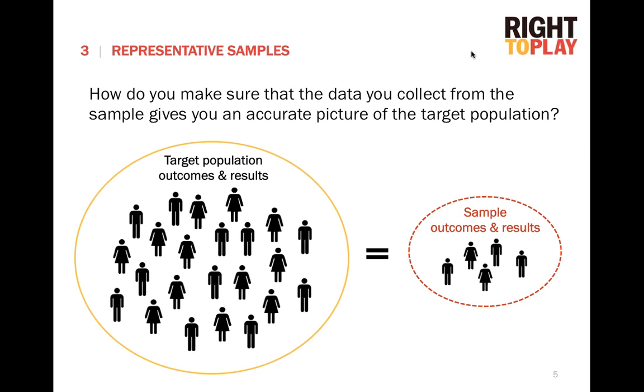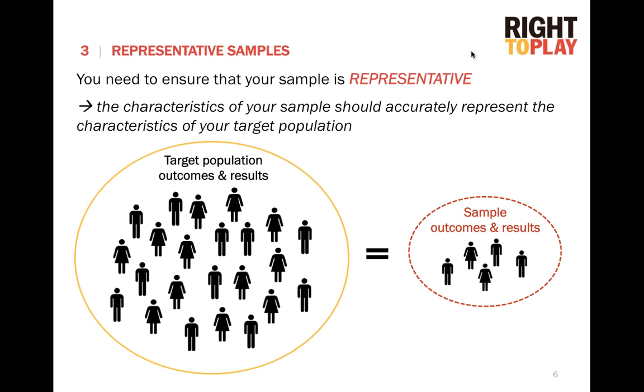So how do you make sure that the data that you collect from the sample gives you an accurate picture of the target population? To do this, you need to make sure that your sample is representative of your target population. This means that the sample should have the same or very similar characteristics to your target population. And so, when you collect information about the outcomes and results from the sample, it should represent what is happening for the larger target population as well.